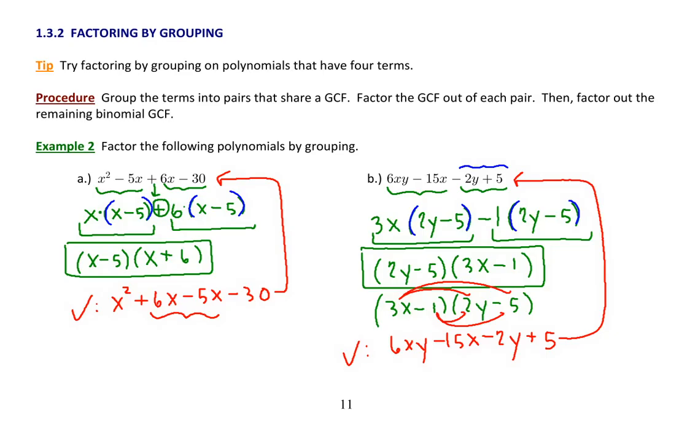So remember, always look for a universal GCF first. If that doesn't exist and the polynomial has 4 terms, you can try factoring by grouping.